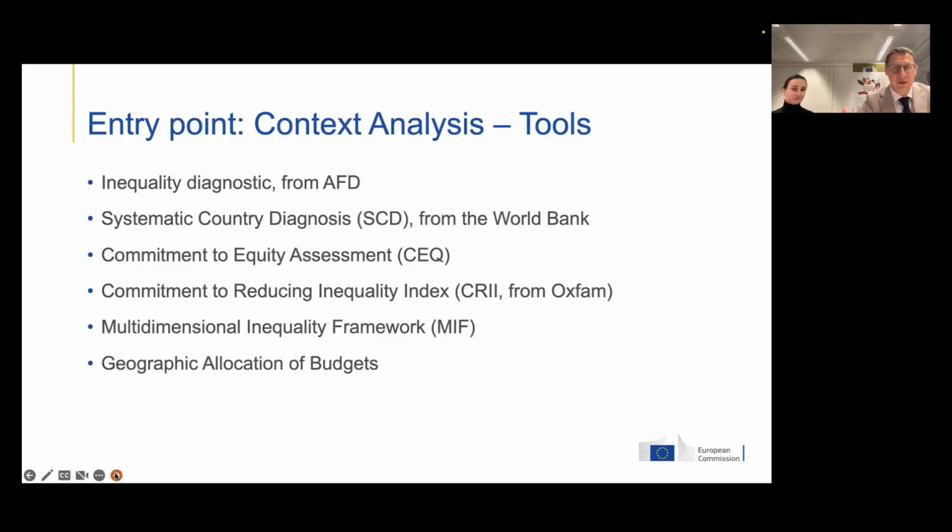They are with the links, there are details. We list the inequality diagnostic that's been developed by the French Development Bank, AFD, as part of the Inequality Research Facility. The World Bank, as we mentioned, provides the systematic country diagnostics, which can be very useful. We'll come back to the commitment to equity assessment on day 5. You can go to the Commitment to Reducing Inequality Index from Oxfam that you can also find online. The multidimensional inequality framework, also by Oxfam, but you can also use public expenditure reviews to carry out geographic allocation of budgets, and integrate that into your analysis so that you can better deal with this.